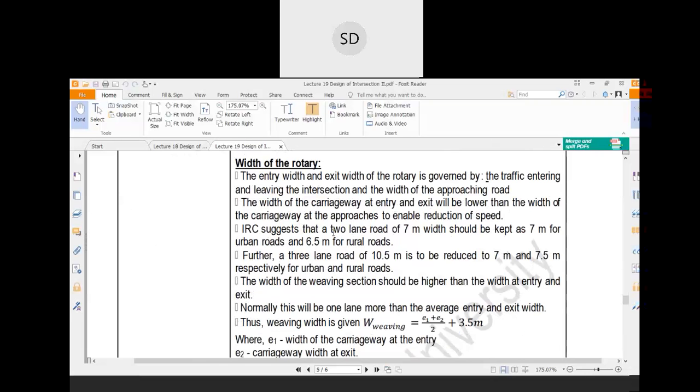Now IRC suggests that a two-lane road of 7-meter width should be kept as 7 meter for urban roads and 6.5 meter for rural roads. So this is the width of the entry approach. Then further, a three-lane road of 10.5 meter should be reduced to 7 meter and 7.5 meter respectively for urban and rural roads. These are all the specifications for designing the width of the rotary.